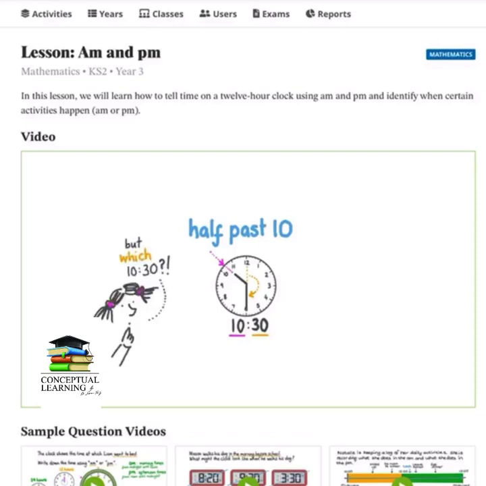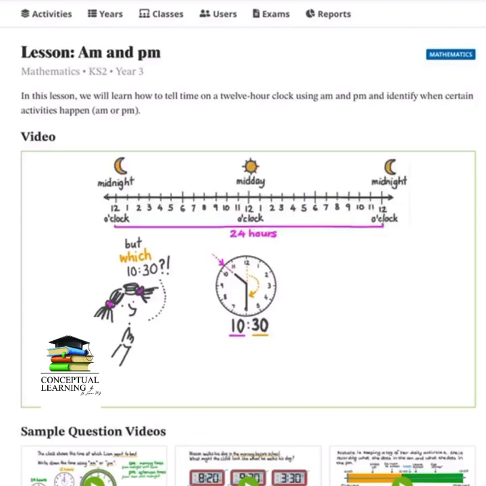But which 10:30? We know that every day is 24 hours long, and a day lasts from 12 o'clock midnight all the way through to just before 12 o'clock midnight. But we can split our 24 hours into two lots of 12 hours. We have 12 hours from 12 o'clock midnight to 12 o'clock midday. Even though it's dark outside for a lot of this, we call these morning times. And then the second lot of 12 hours includes the afternoon and evening or night.